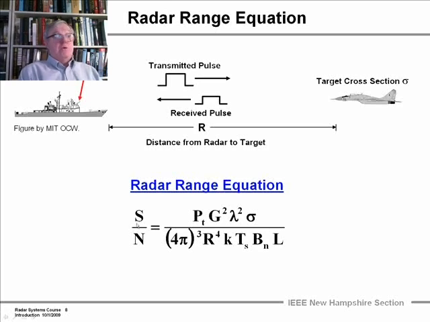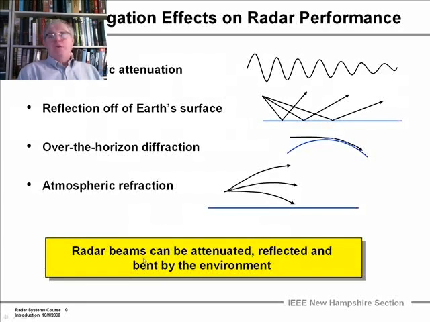And this tells you the signal to noise ratio, which you want to be high, so you'll have a high probability of detecting the target. Now, the atmosphere is not a vacuum, and the atmosphere can attenuate, reflect, and bend the beam through these different physical processes. We're going to go through these processes in great detail in a lecture all by itself.